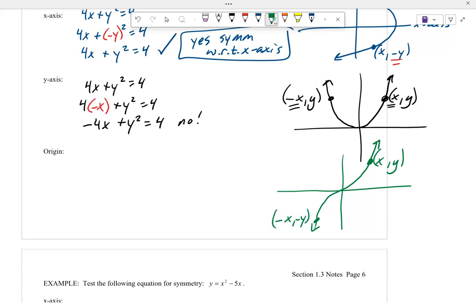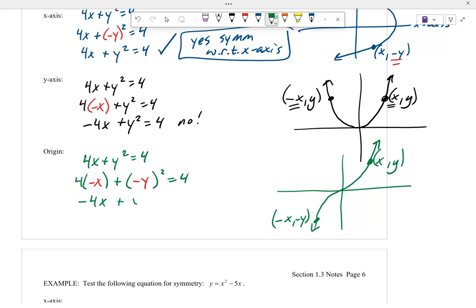Every xy will give me negative x, negative y. So I'm going to replace x with negative x, y with negative y, and see if I end up with the same thing. So 4x plus y squared equals 4. I'm replacing x with negative x and y with negative y, simplify it, and see if I get the same thing that I started with.